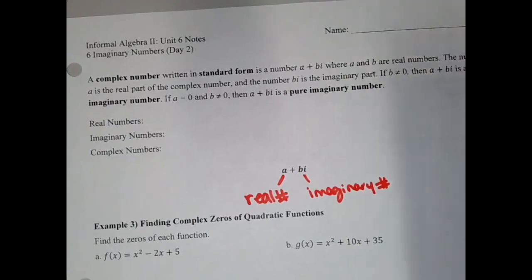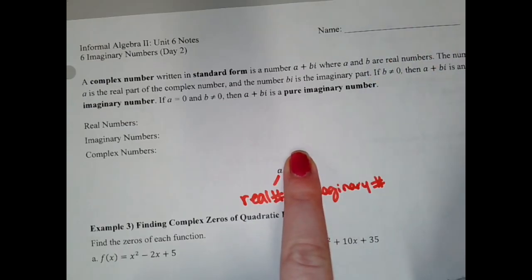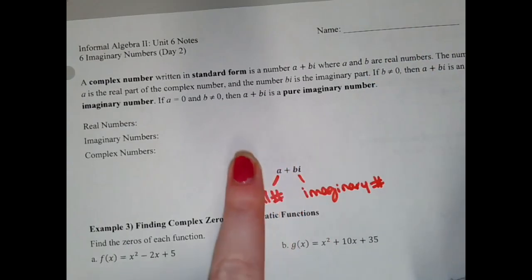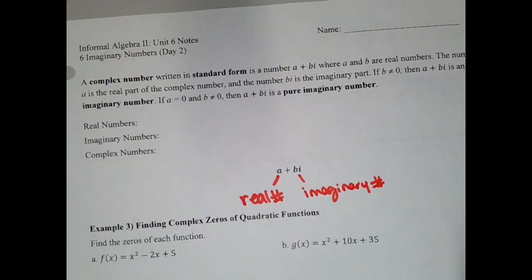If you just have a, so if you're not adding an imaginary number to it, that's just a real number. If you have no real number and it's just something like bi, that would be a pure imaginary number. And then if you have a combination, it would be a complex number.